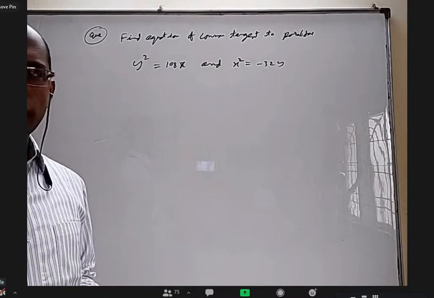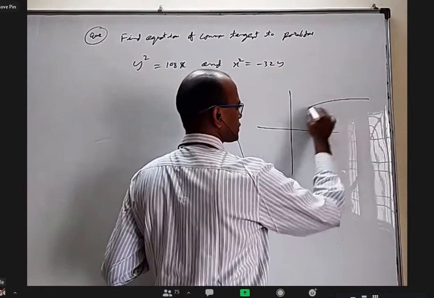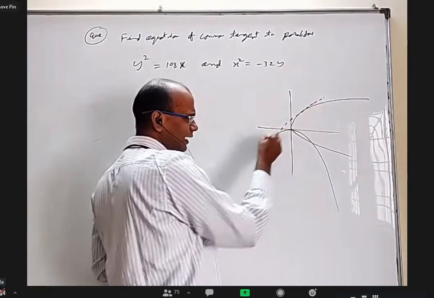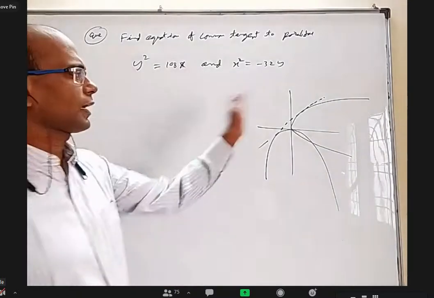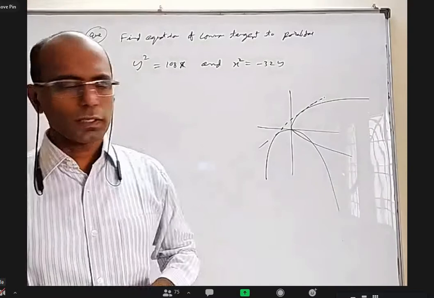Okay, how to do these kind of questions is very simple. Basically, the figure is somewhat like this. This is one parabola. This is another parabola. You can see there is a line touching both the parabolas. One is a right parabola, one is a down parabola. So I want the equation of that. Only one line is there.